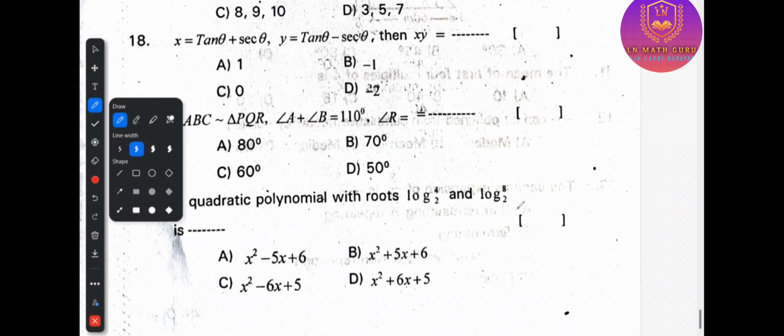The next question, the quadratic polynomial whose roots are log 4 to the base 2 and log 8 to the base 2. So log 4 to the base 2 is nothing but log 2 square to the base 2, that is 2 log 2 to the base 2, which is 2. Similarly, log 8 to the base 2 is log 2 power 3 to the base 2, that is 3 log 2 to the base 2, so the value is 3. So log 4 is 2 and log 8 is 3.